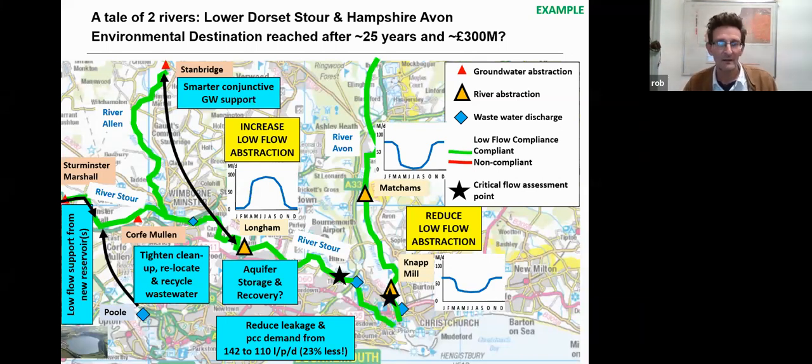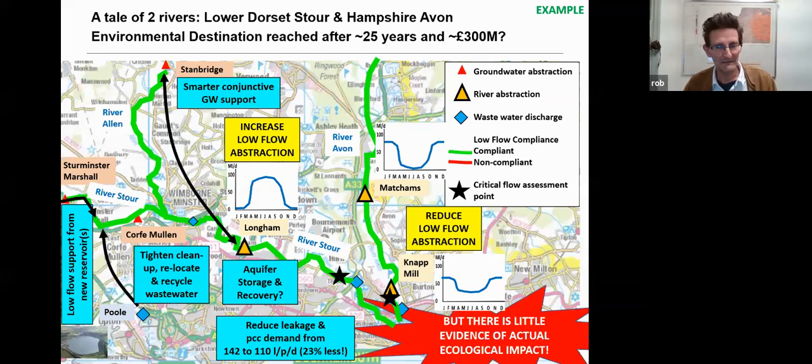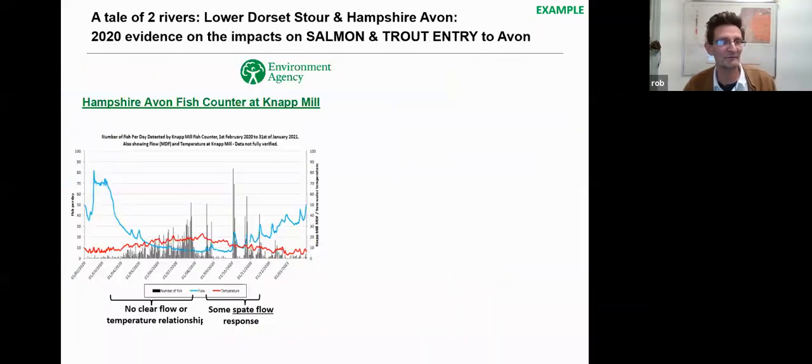Hurrah. But there's actually very little evidence of actual ecological impact on this lower reach. We've looked at the inverts upstream and downstream at this point. There's almost no difference at all. In fact, there isn't any difference. What's often said is fish. What about fish? Well, we've looked at the fish.